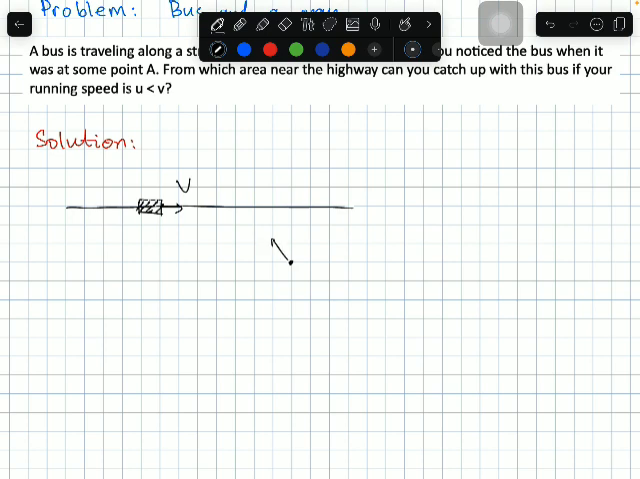Probably you want to run this way, so when the bus arrives, initially the bus was at point A, probably you want to catch up with the bus at point B. There is another way, you could probably run this way and then catch the bus at point C. It all depends on where you are standing initially, point O, because the further you stay away from the highway, I guess you have to turn towards the direction where the bus is going so you can catch up with it.